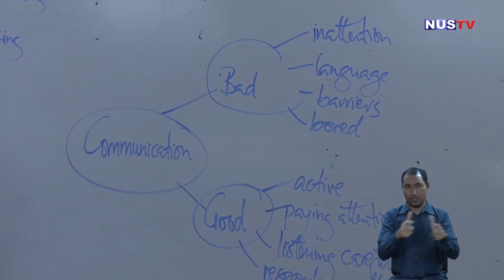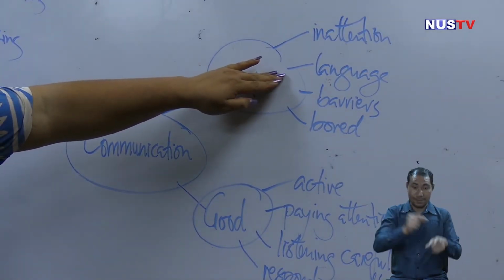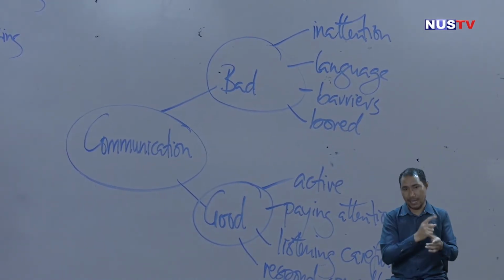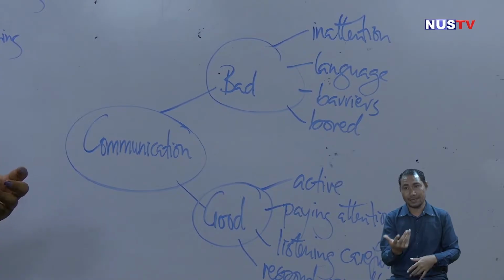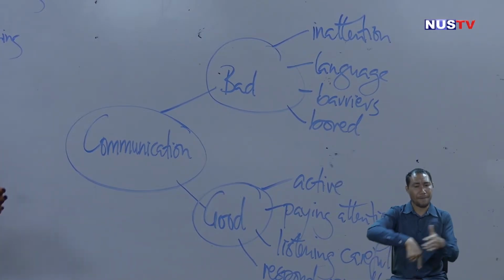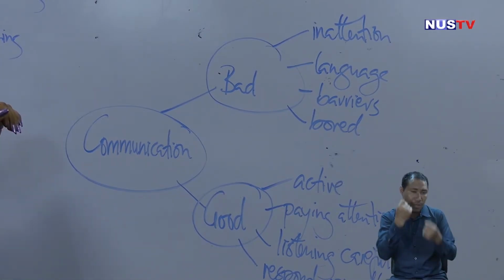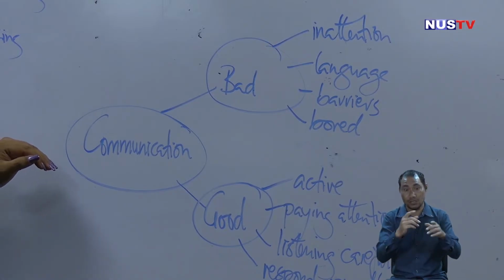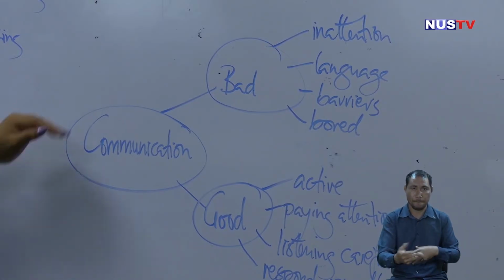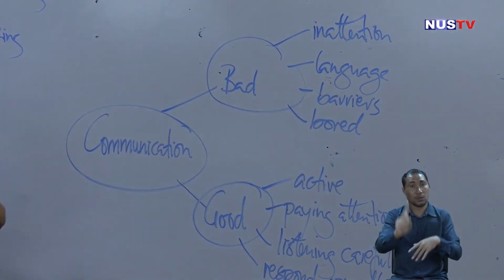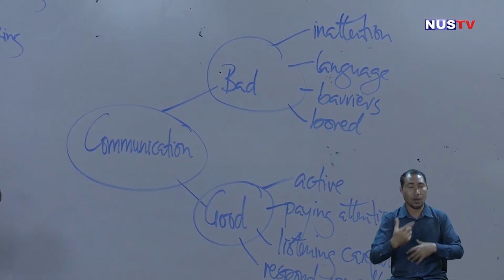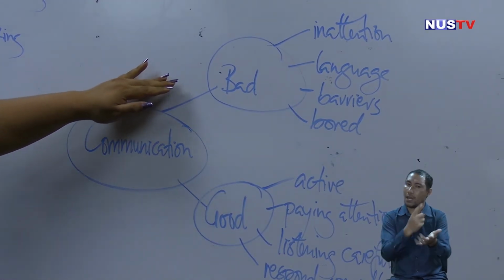Language, as we all know, English is our second language, so it can also be a barrier. In order for you to understand the message in English, you need to understand English. I've also put down barriers as a bad way to be a communicator because there are so many barriers.